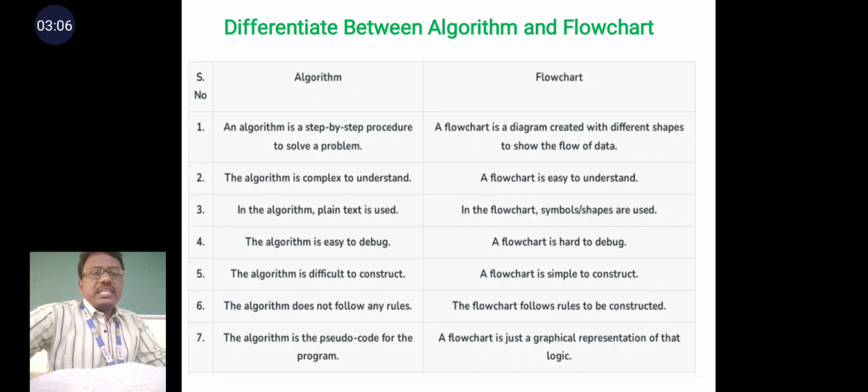The algorithm is easy to debug, but flowchart is hard to debug. Algorithm is difficult to construct. Flowchart is very simple and easy to construct. The algorithm does not follow any rules. The flowchart follows rules to be constructed. The algorithm is the pseudocode for the program. A flowchart is just a graphical or diagrammatic representation of that logic.